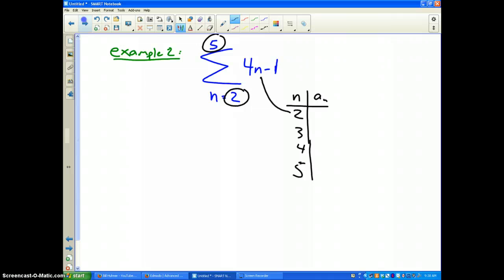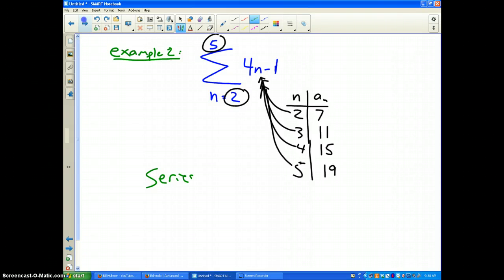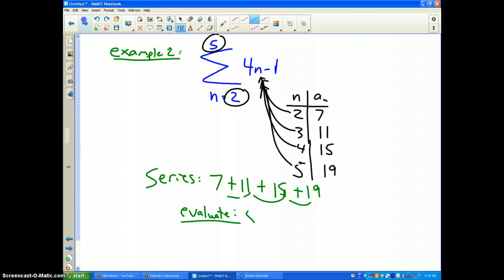So if I take 2 and stick it in there, I get 7. 3, stick it in there, I get 11. 4, I get 15. 5, I get 19. And therefore my series for this summation notation would be 7 plus 11 plus 15 plus 19. If I evaluate that, the answer to this problem would be 34 plus 11, which is 45, plus 7. The answer would be 52. That's what this summation notation adds up to.